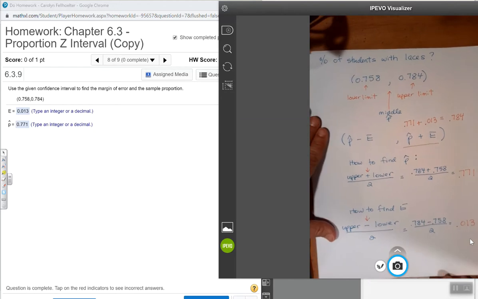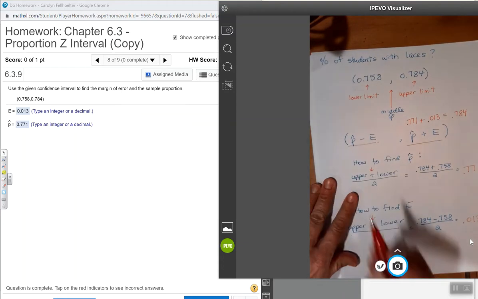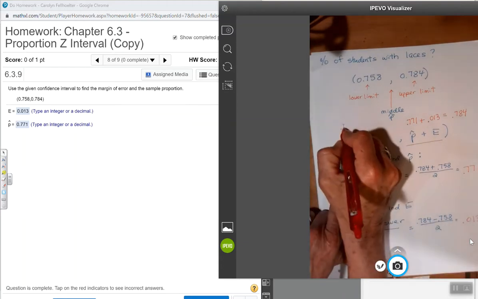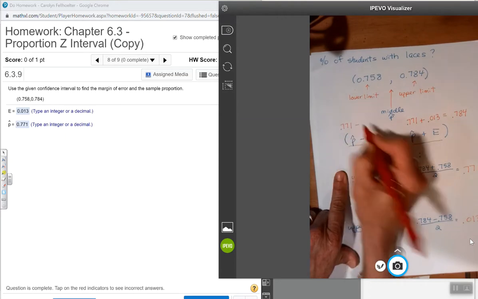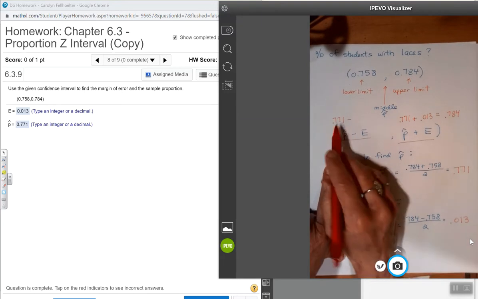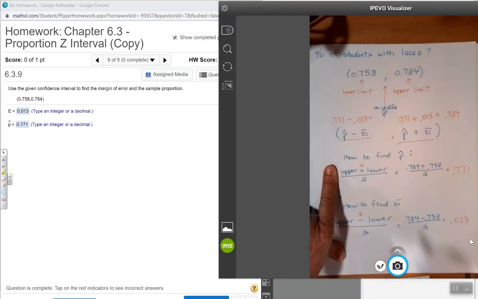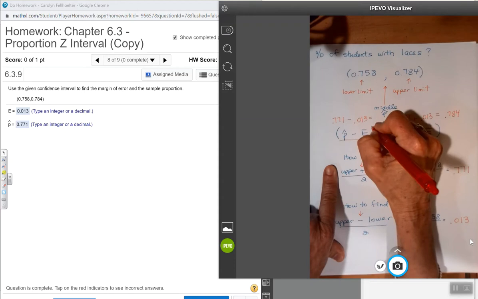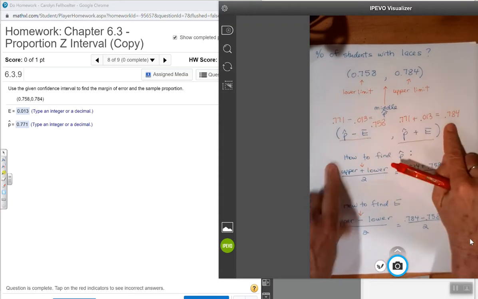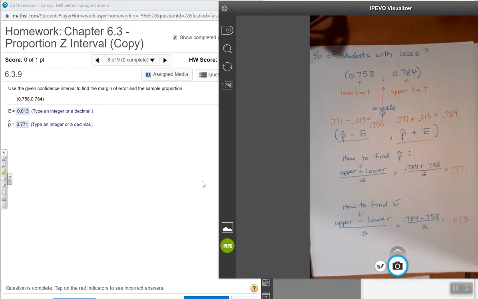So let's make sure we got our p hat and our e correct. So this would be our lower limit here, p hat minus e. So p hat, we got 0.771 minus e. This is our margin of error right here. 0.771 minus e, 0.013. And if we calculate that, we do get the lower limit of 0.758. So there's our lower limit and our upper limit, which is what we were given to begin with. So this is all we do for this problem. E is 0.013 and p hat is 0.771.